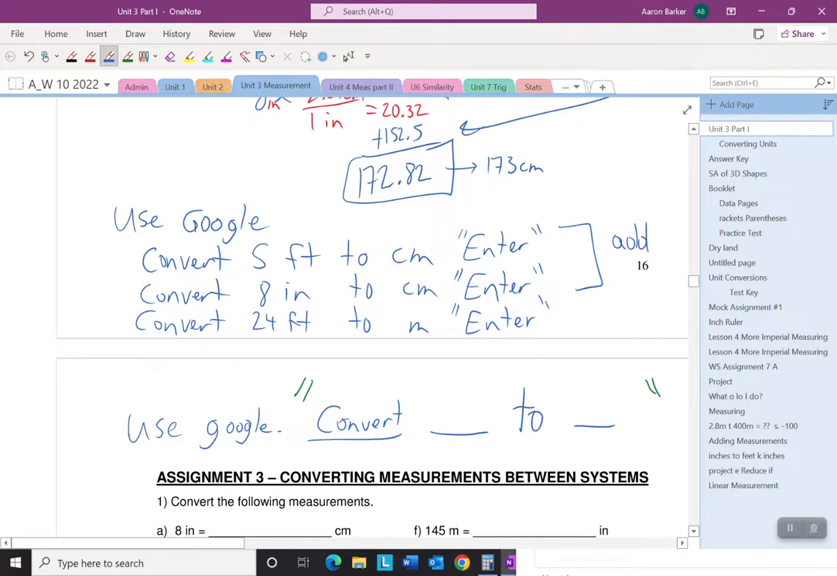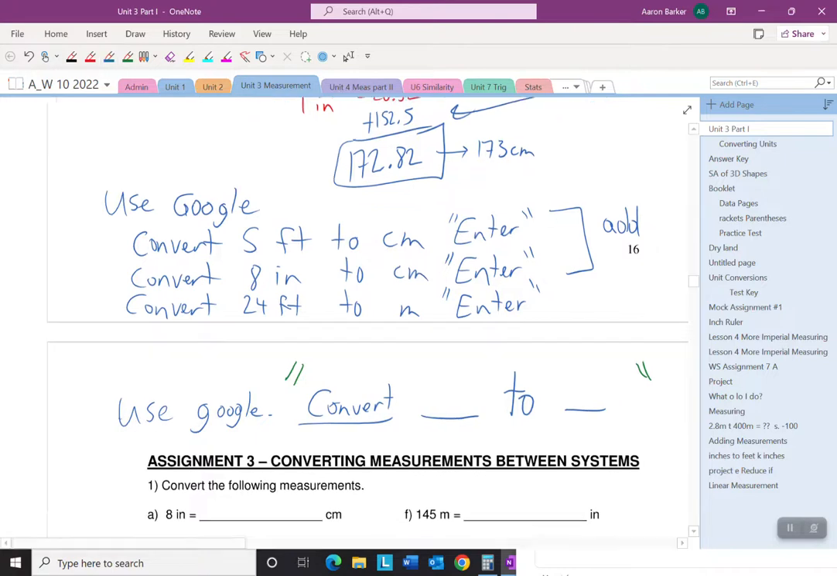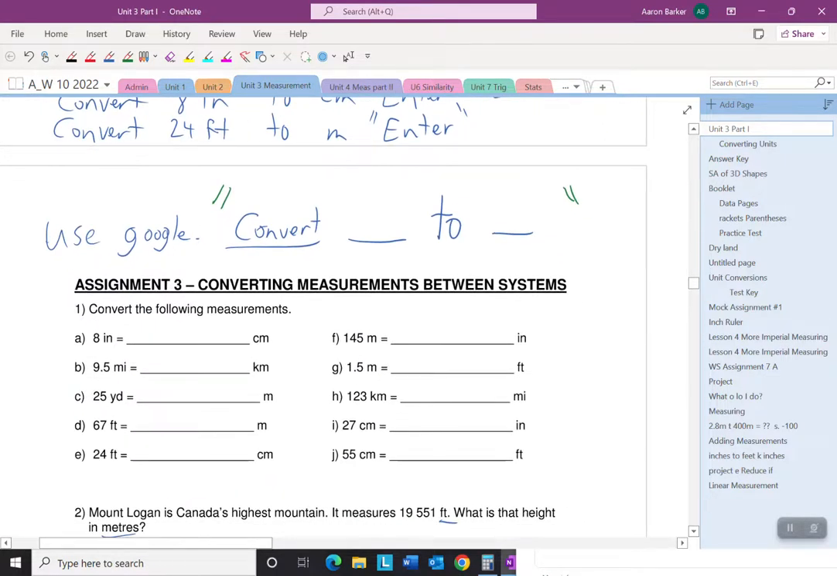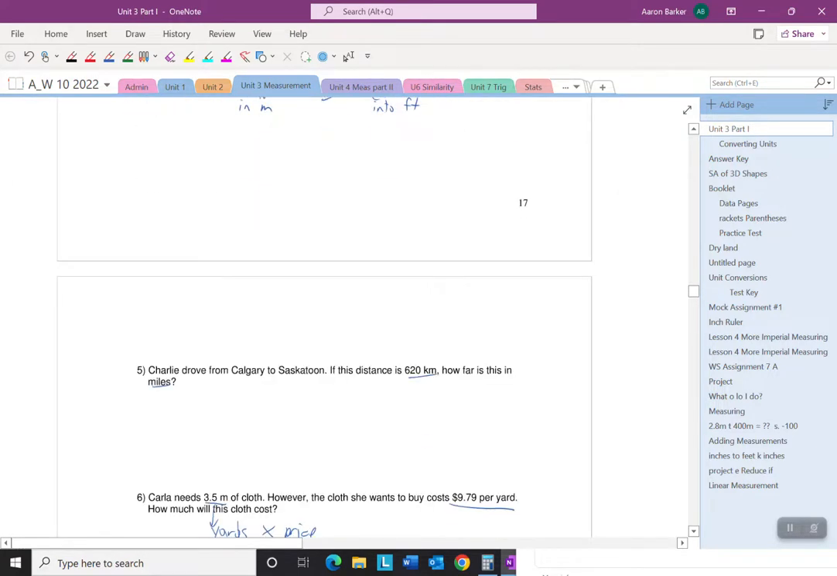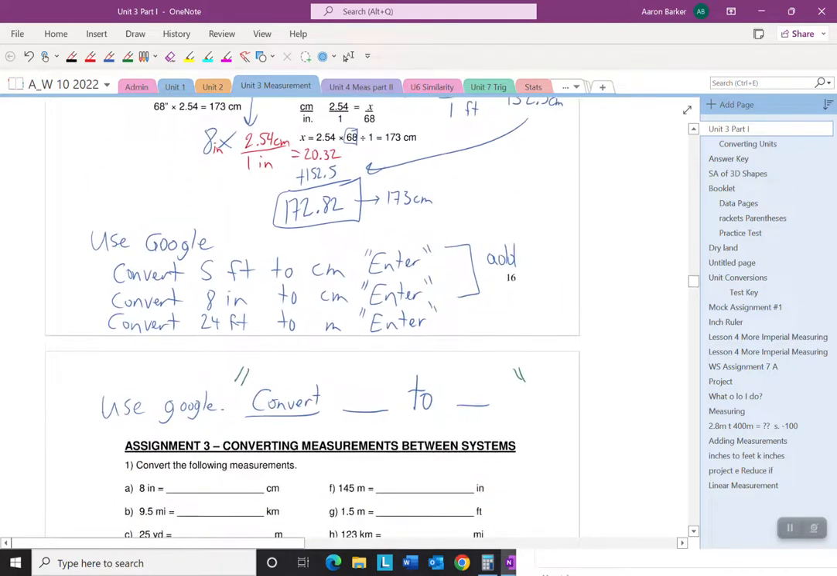GIGO. Do you guys know what GIGO stands for? It's a computer term from the early 70s. It stands for garbage in, garbage out. If you type in garbage, it'll give you garbage. So in order to get the correct answer, you have to type it in correct. Okay? So assignment number 3, you're doing conversions. People that are superstars, you can show your work. People that just want to get this done, then you can use Google.